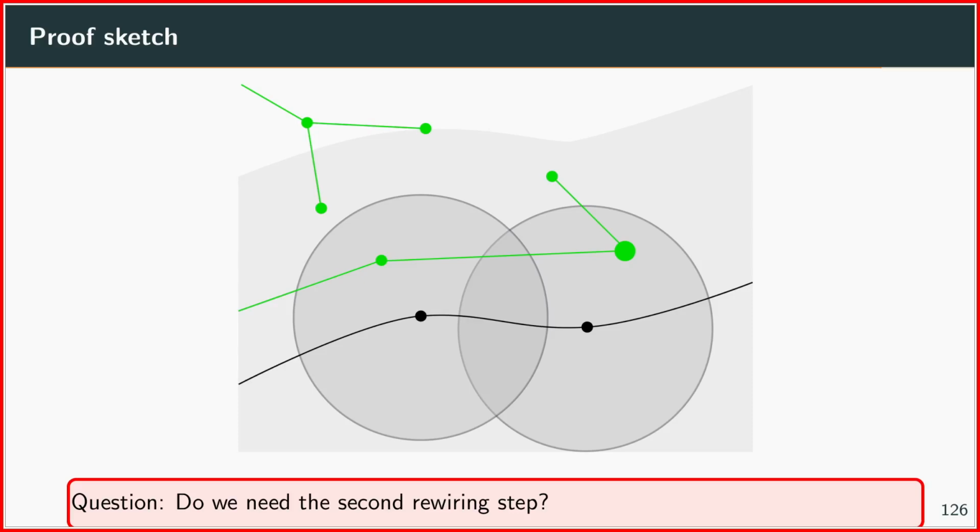And yeah, so basically we don't necessarily need it, but it definitely improves the cost because it locally rewires the points again. But for the proof, you don't necessarily need it. So you could get away with one rewiring step, but if you just do it in practice, then you will see that it takes much longer to converge. Okay, so that was everything for the proof of RRT star.